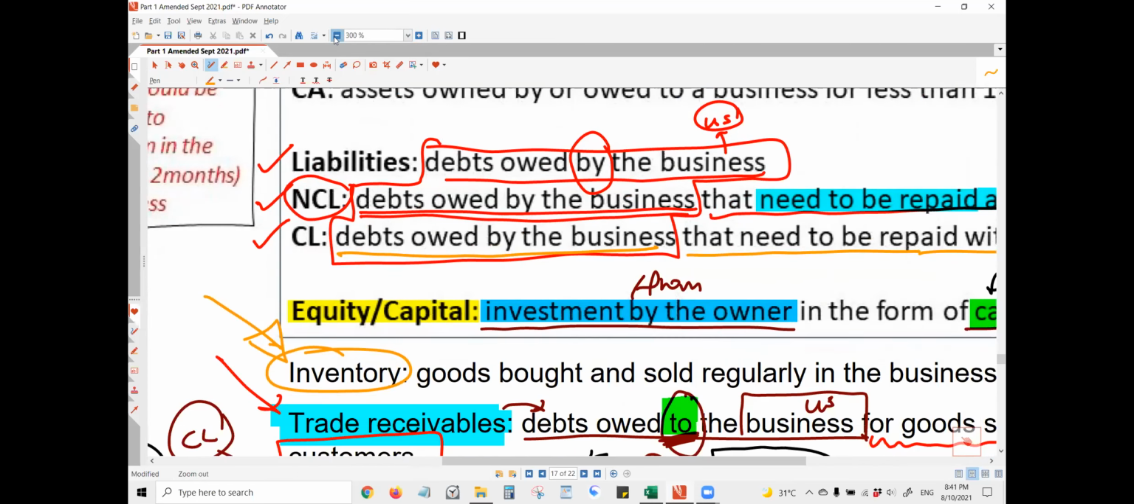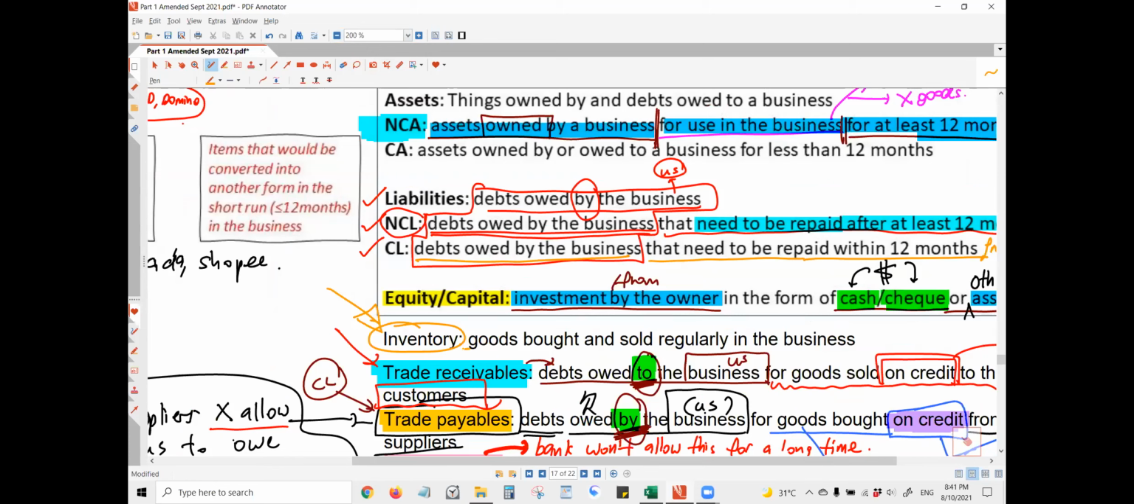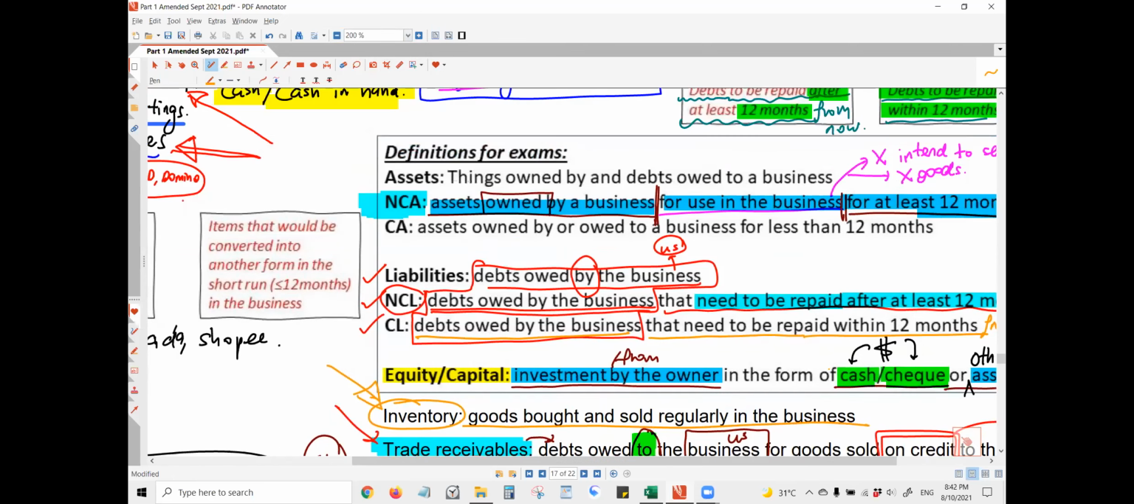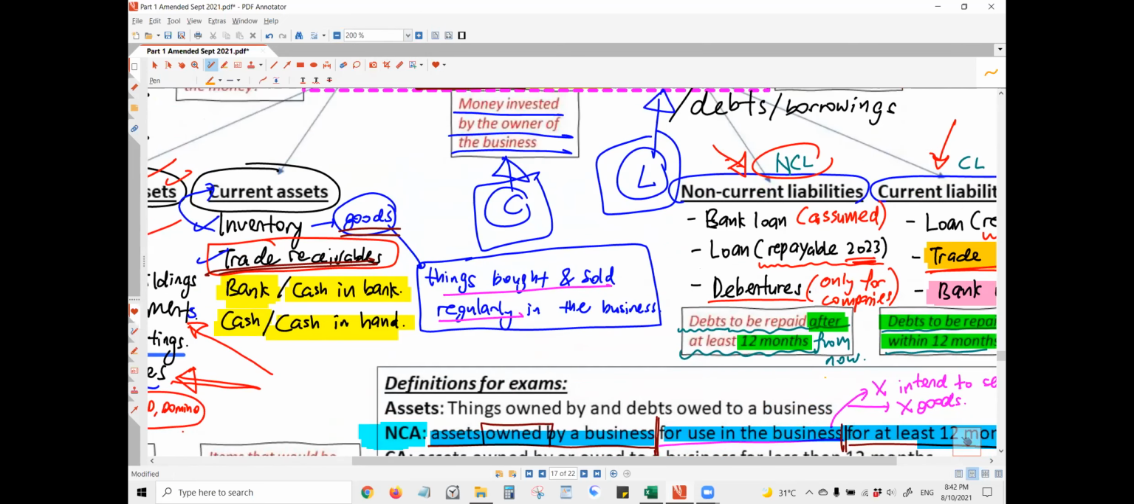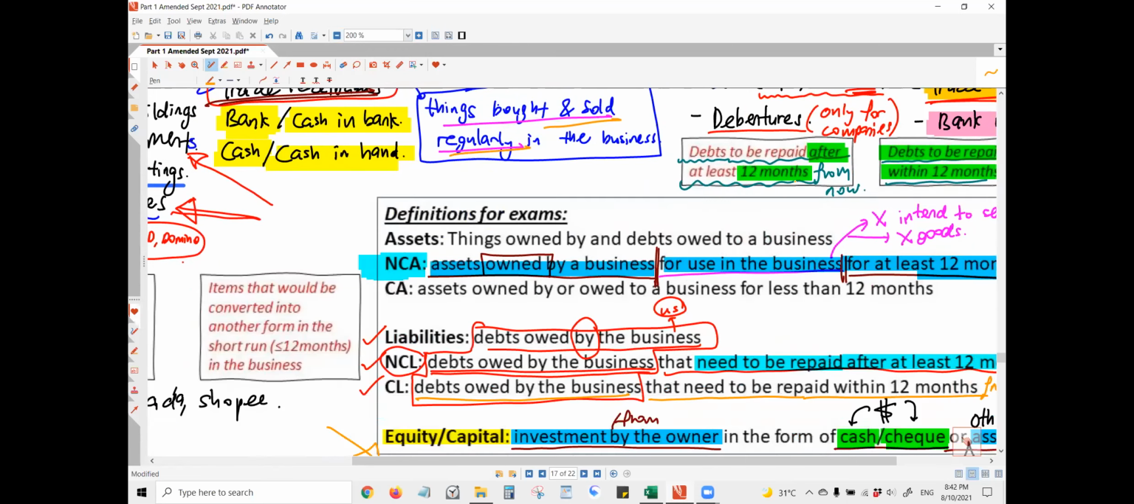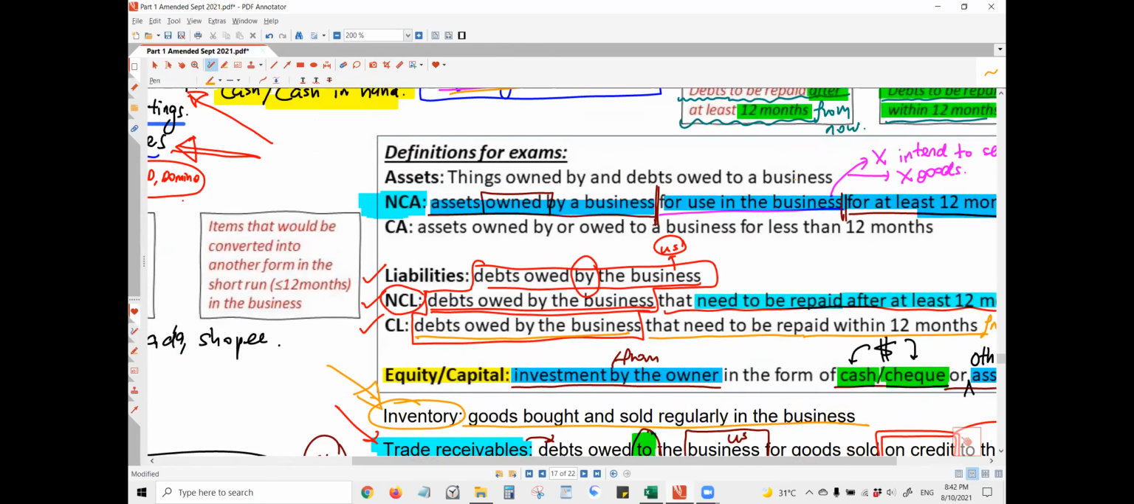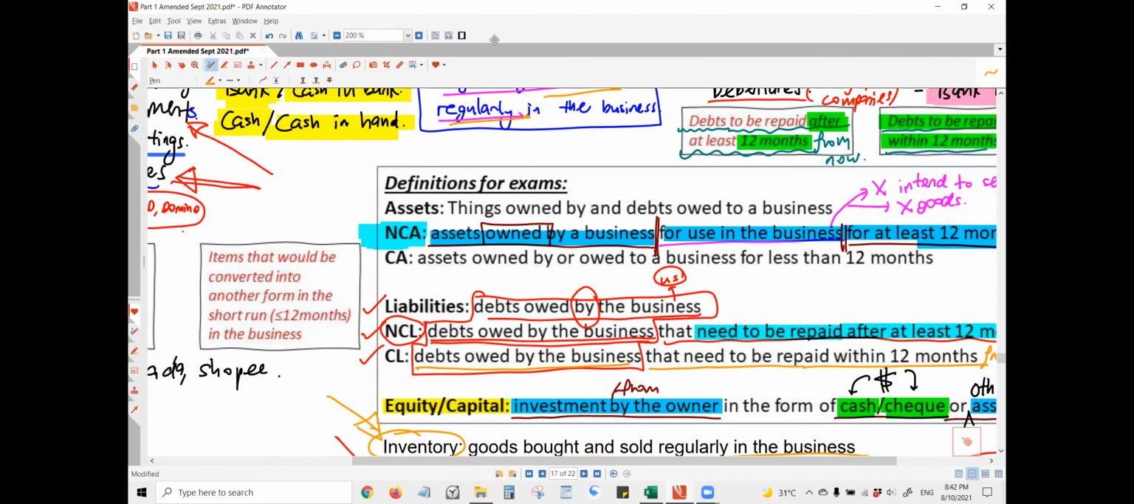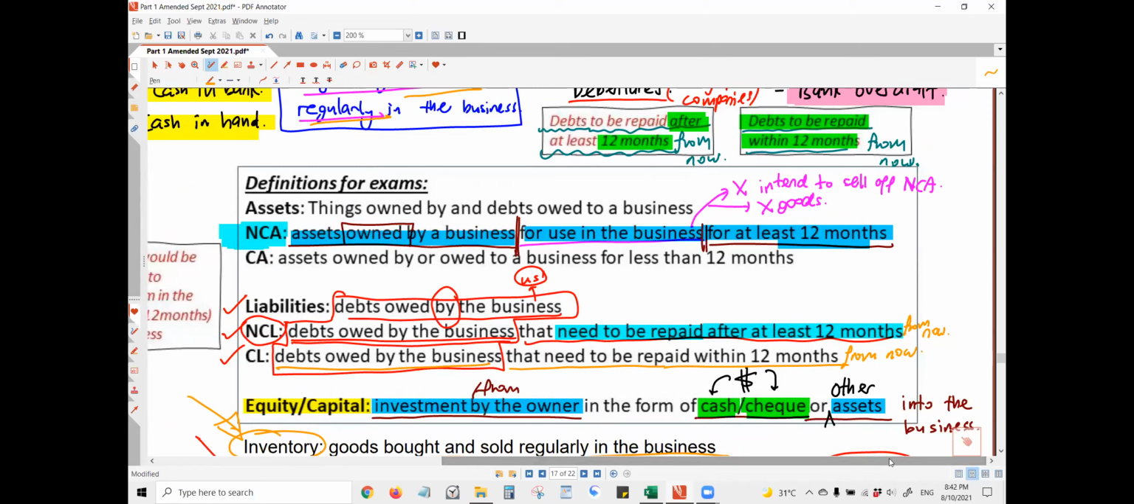Now inventory, look at the definition: goods bought and sold regularly in the business. I wrote this for you just now, right? Inventory means goods. Goods is the simple English word. Inventory is the technical term. Things bought and sold regularly in the business. Simple. Now, look at two more definitions that we have not gone through: assets and current assets. Things owned by, makes sense? Assets are the things that we own. Those things that you bought, they are the things that you own.